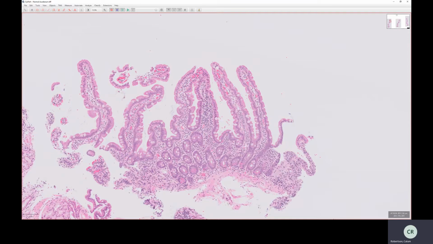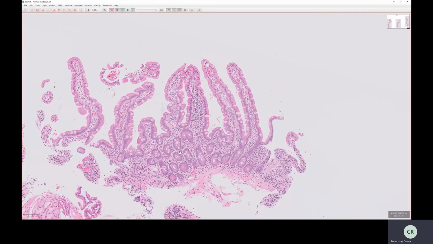More crypts here we can see that have been transected, so we're looking at them in a slightly different plane of section. But these crypts are the same as this crypt here, except we're looking obviously at a longitudinal section, and this is a transverse section through the same sort of structure.